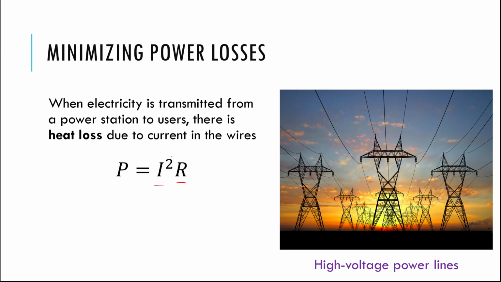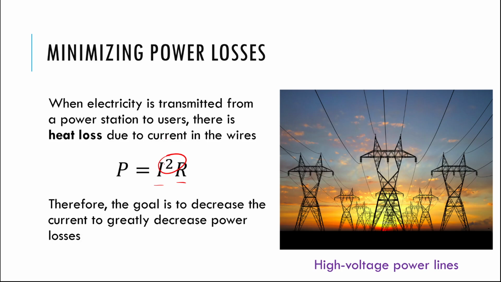So current is a big deal because current is squared. And that means the current has a big effect, right? So what would be really great is if we could transmit power at a low current. Because if I cut the current in half, the power loss is a quarter. If I cut the current by 10 times, the power loss is 100 times less. Your heat loss is 100 times less. So it really makes a big difference. If we could drop the current down, that would really be helpful.